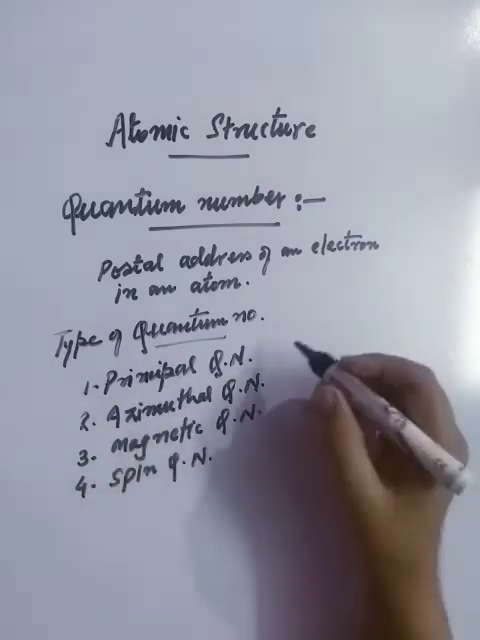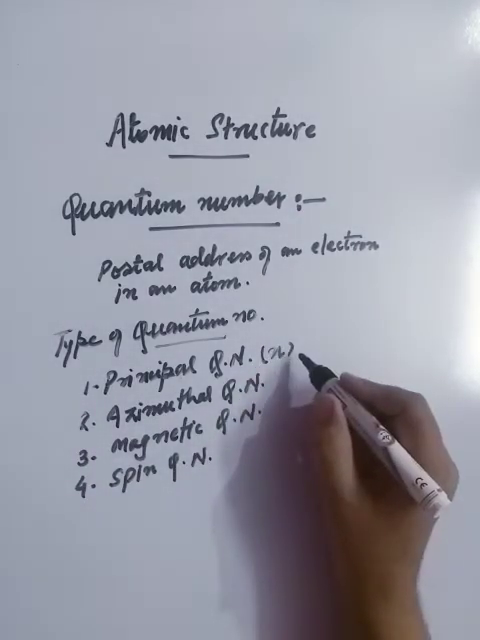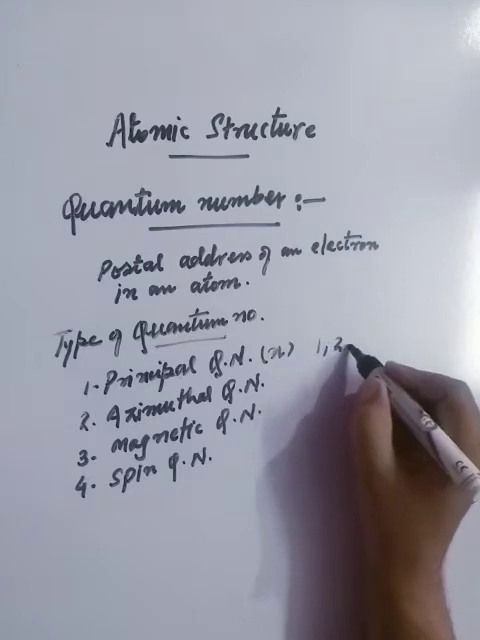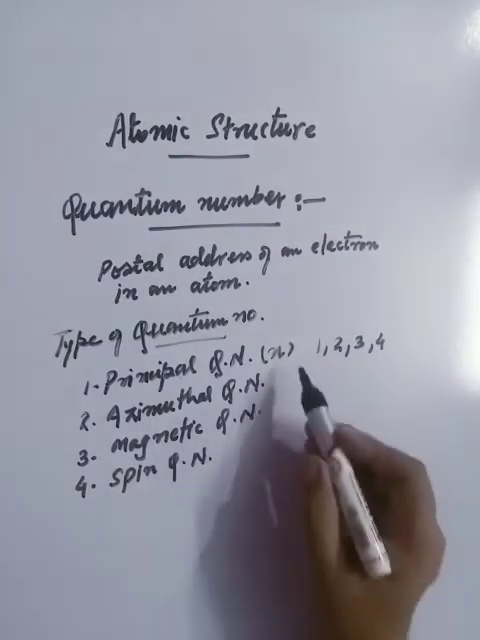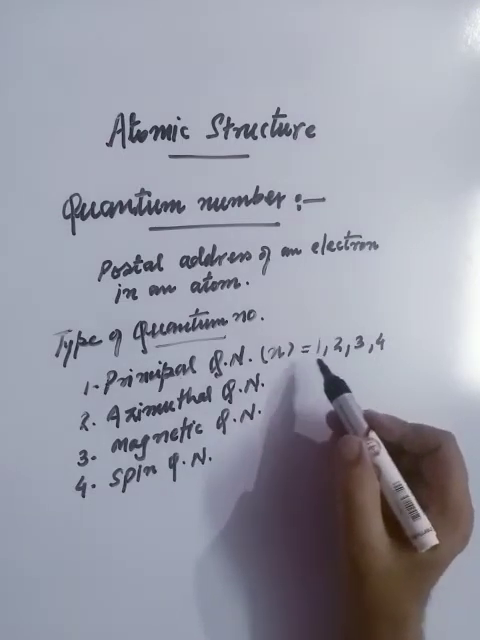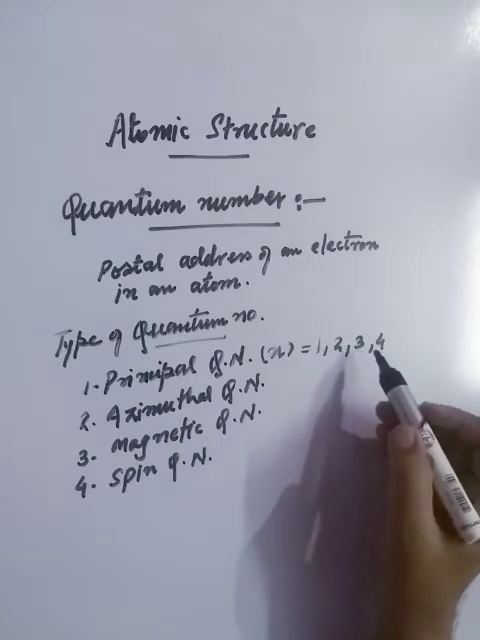One is the principal quantum number, denoted by small n, that tells us about the number of the shell. We know the shells are first shell, second shell, third shell, fourth shell, like that. If the value of n is 1, it means the electron exists in the first shell. If the value of n is 2, it means the electron exists in the second shell, like that.